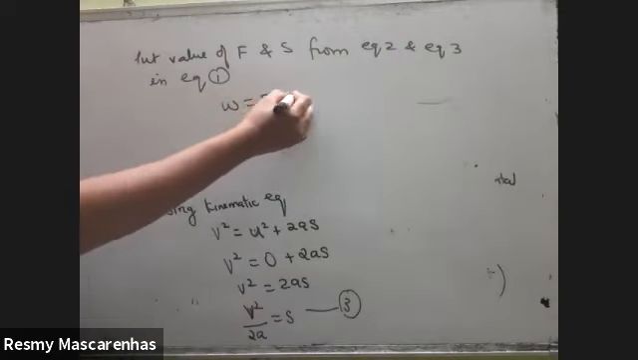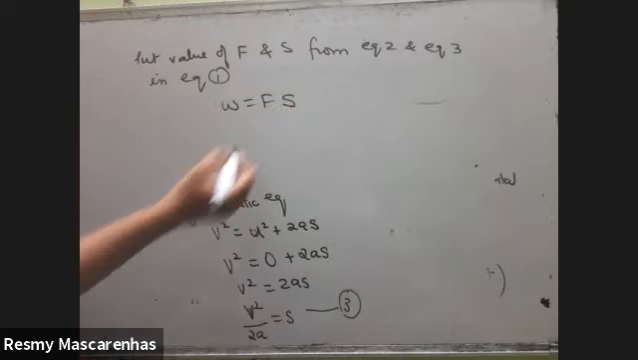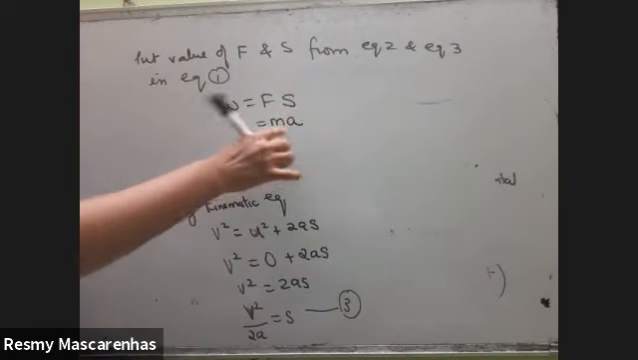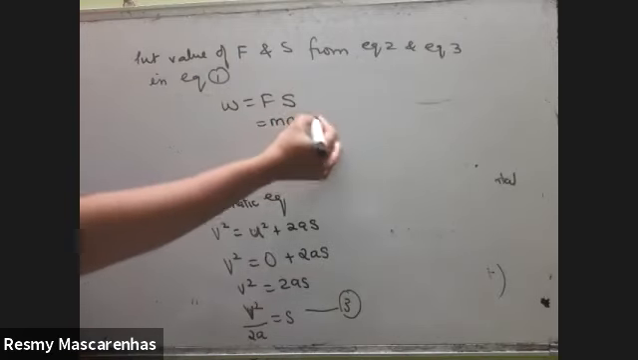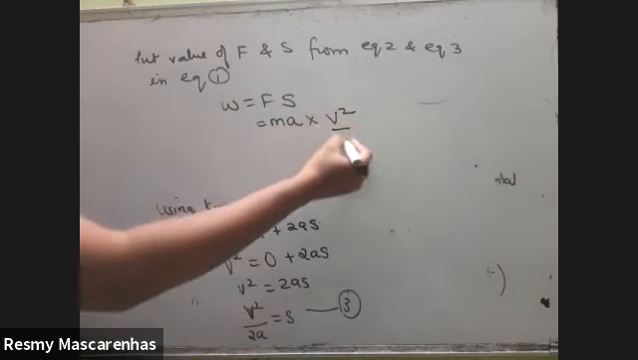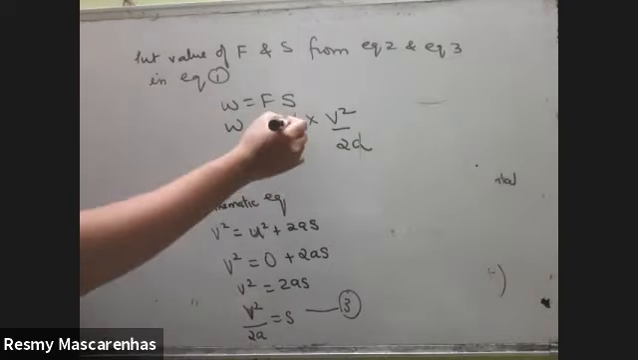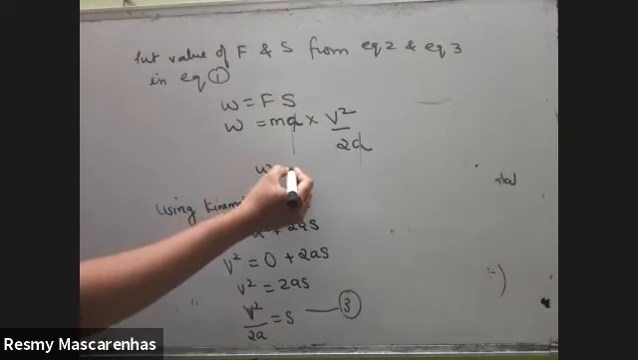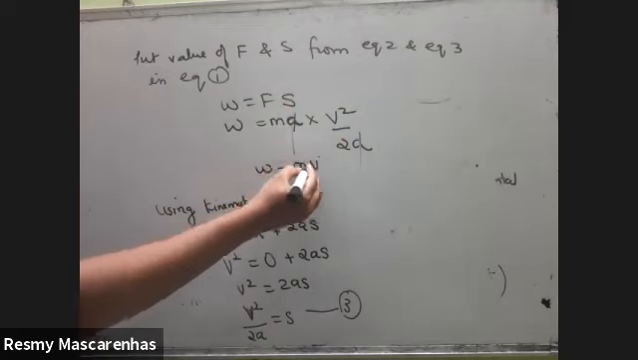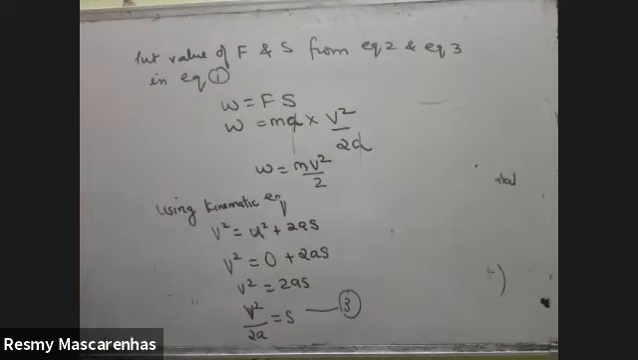You know that work is nothing but force into displacement. So what did we get? Force as mass into acceleration from equation 2, into displacement. M, this A and A will cancel. Whether I write upon 2 or multiply by half, it means the same.